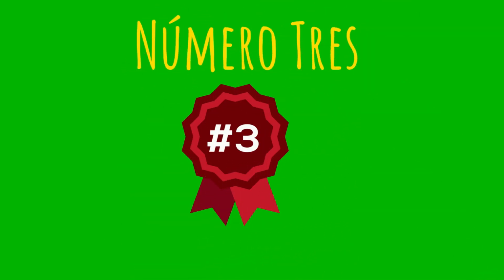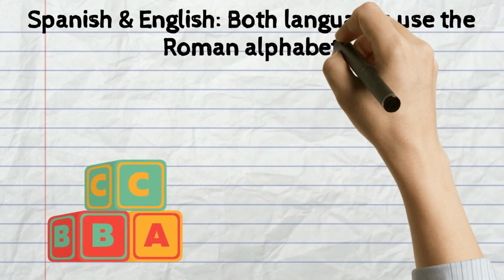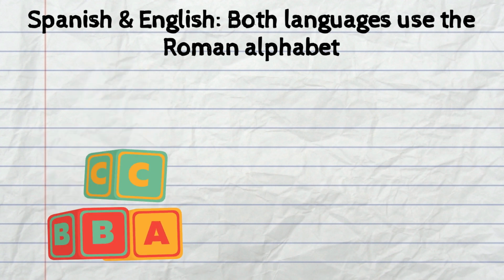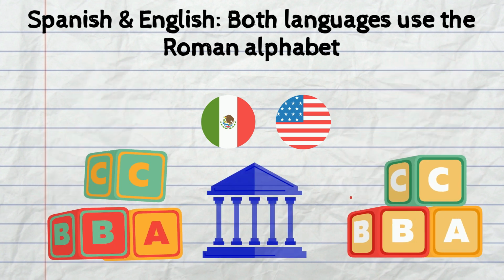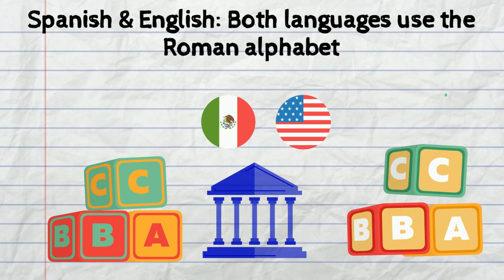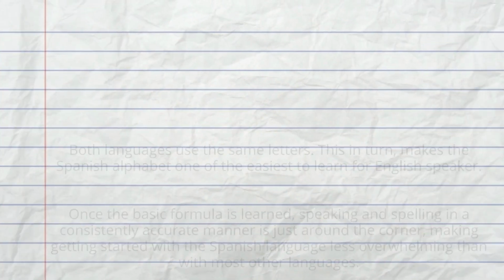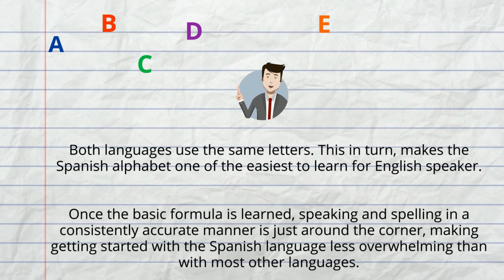Número 3. Number 3. If those previous reasons are not enough to convince you that they're so close, think about this. Spanish and English, both languages use exactly the same Roman alphabet. ABC, ABC. That's correct. We also have the same alphabet in common. Both languages use the same letters. This in turn makes the Spanish alphabet one of the easiest to learn for English speakers.